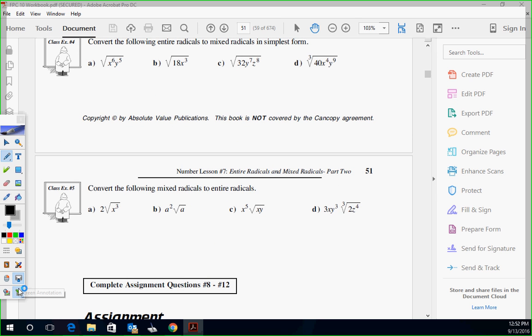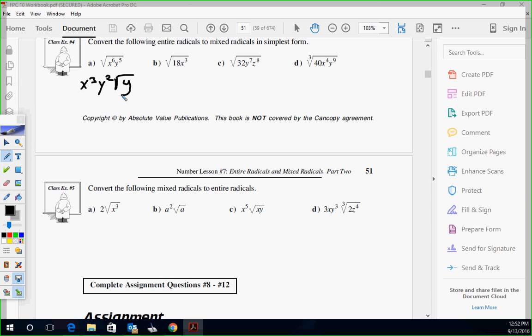All right, so convert the following entire radicals to mixed radicals in simplest form. So we have some variables with some numbers. Okay, so x^6 under the square root, what's 6 divided by 2? x^3 comes out. 5 divided by 2? 2.5, so that means a 2 comes out, 1 left inside. 2.5. One guy was left alone. Okay.